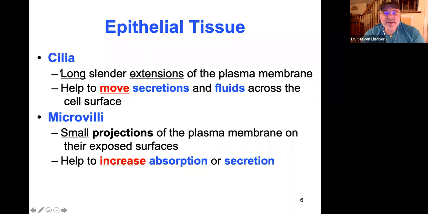Here's the word cilia. Remember, ciliated epithelium. These are long, slender extensions compared to microvilli, which are much smaller and thinner projections. The cilia are going to move secretions and fluids across the cell's surface. The microvilli are really designed to be like a sponge, to absorb things, to absorb nutrients primarily.